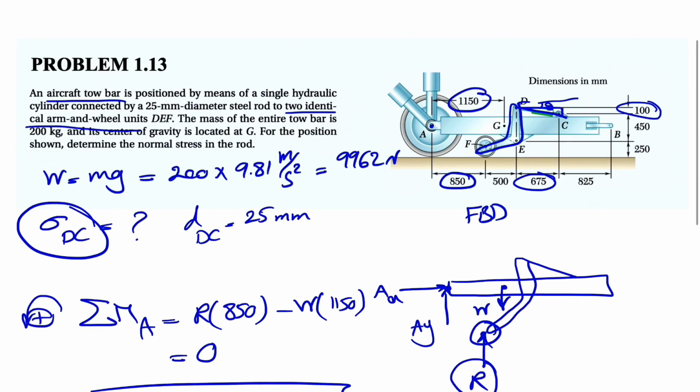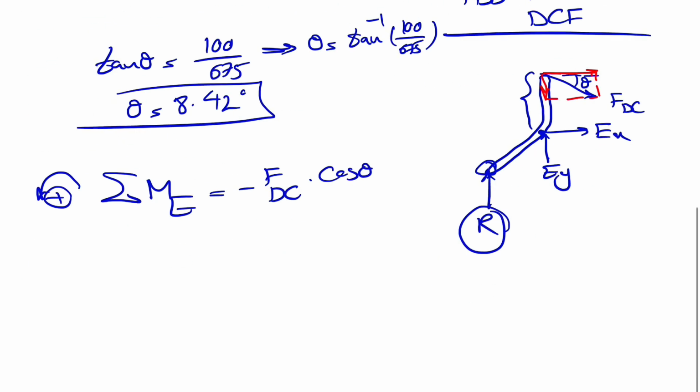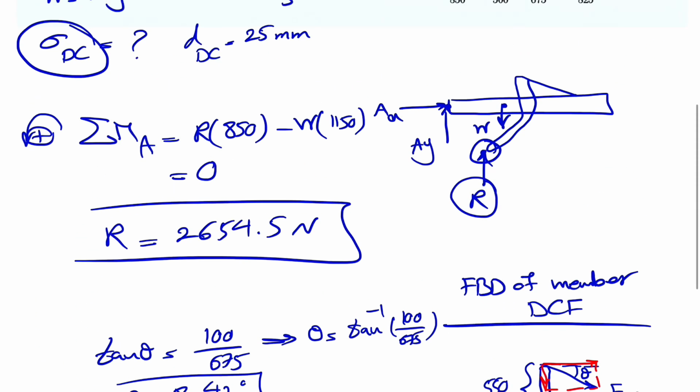I'm going to clean up the figure so we can see it better. We are interested in D to E. We have 450 here plus 100 here, so 550 would be our distance. So this will be 550 millimeter. All the dimensions are in millimeter as we can see in the figure.